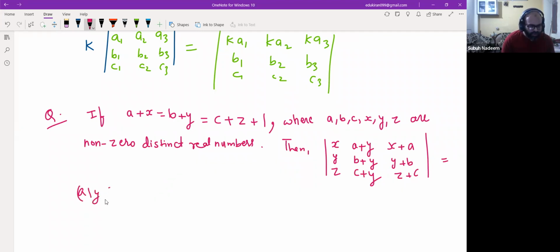Option A is Y into B minus A. Option B is Y into A minus B. Option C is 0. Option D is Y into A minus C.